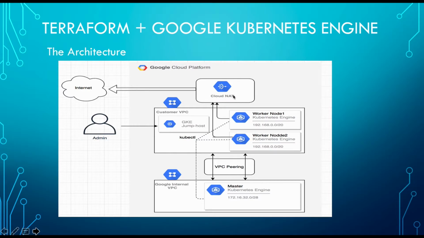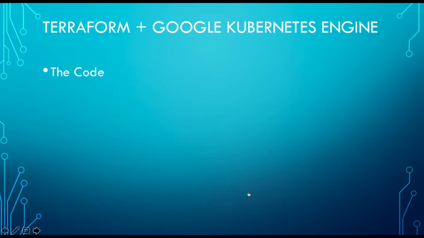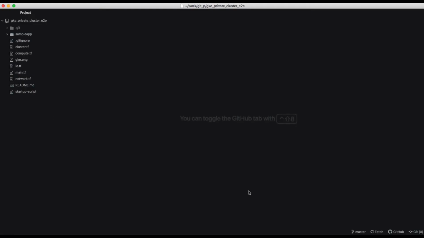The cloud NAT acts as an external gateway for our worker nodes for all their requirements to fetch anything from the internet, like Docker images from Docker.io or any other private registries. Let's have a look at the code now.